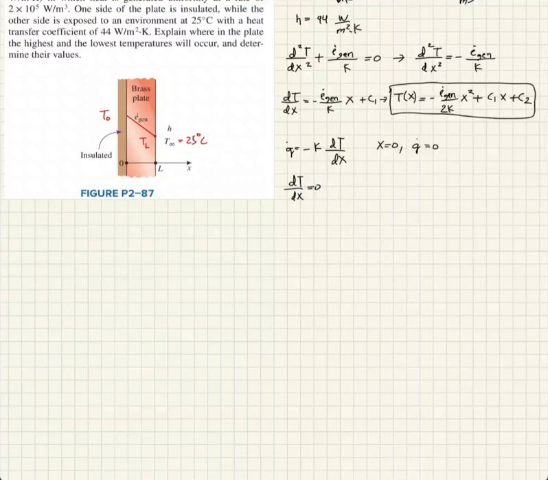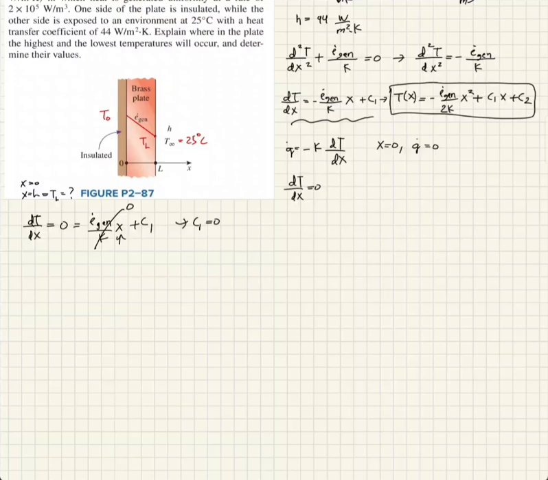Now if you look at this equation, dT/dx equals, we said 0, right? And we see that it's equal to negative e dot gen over k, x plus c1, right? And at x equals 0, what does it mean? This is 0, so this whole term is 0, then it means c1 is 0. And at x equals L, we have T2, or TL, which we don't know yet, because we only know T infinity. We don't know TL yet.